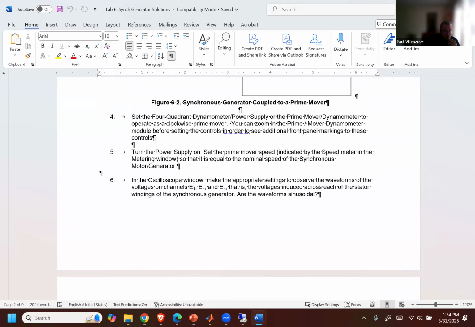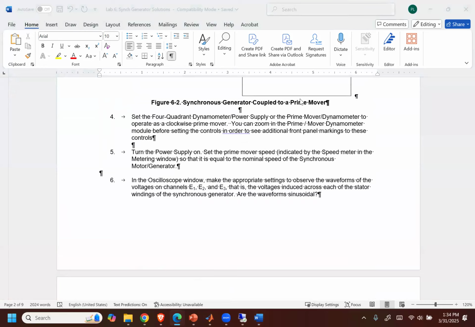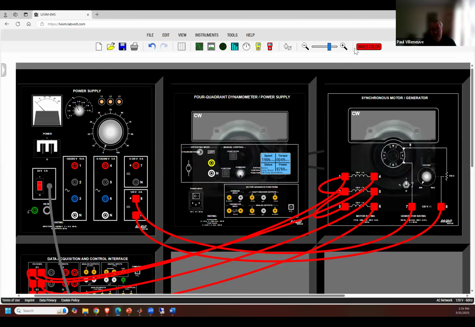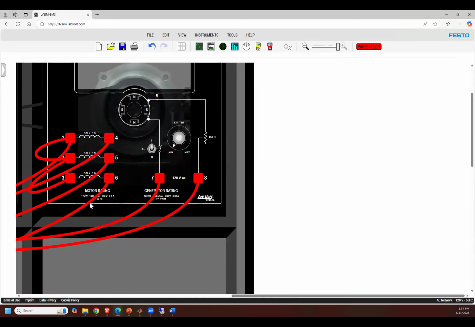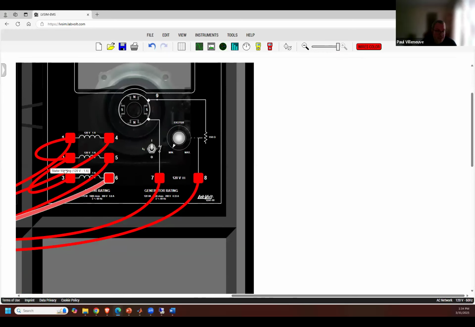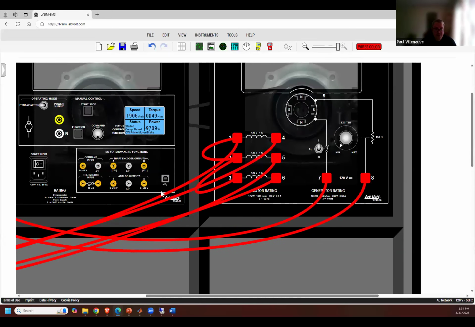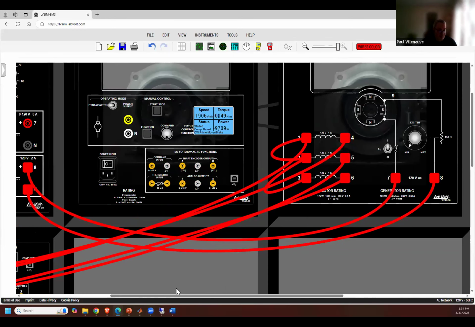Where would I get nominal speed? Where do you think I'd get nominal speed? The spec sheet, that should be one spot. How about if I look right at the nameplate of the synchronous machine? Might be a good idea. 1800 RPM. So do you remember at the beginning of our discussion, I set this as 1800 RPM? I'm going to set that at 1800 RPM.